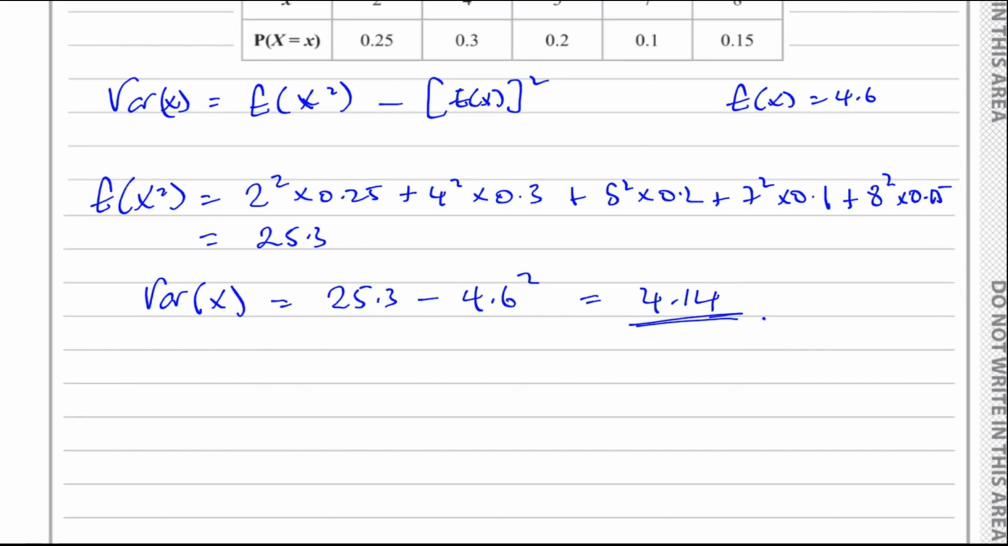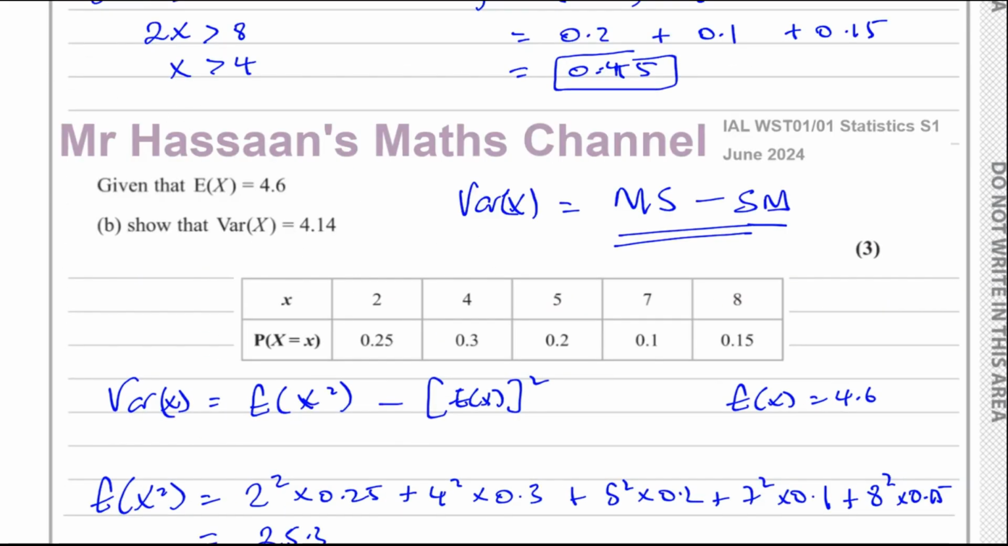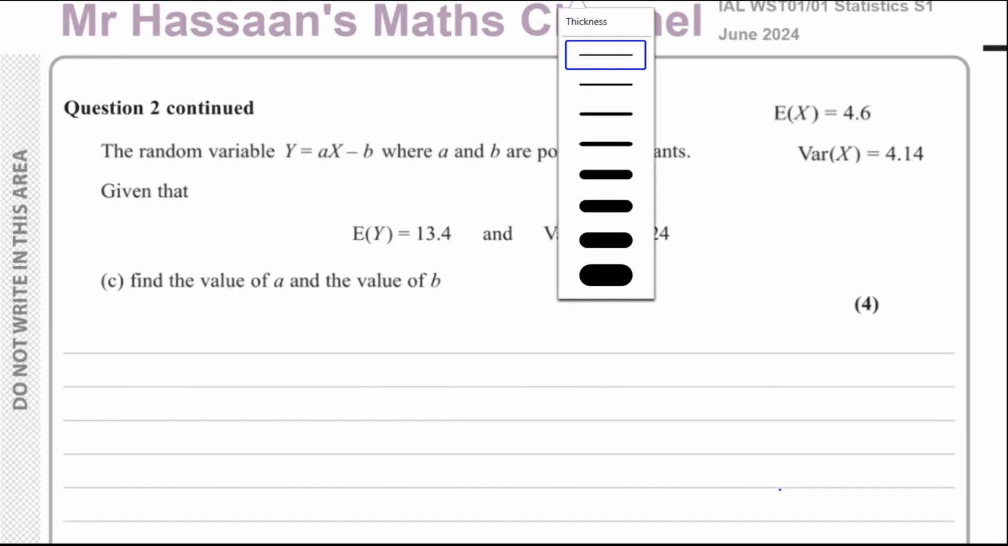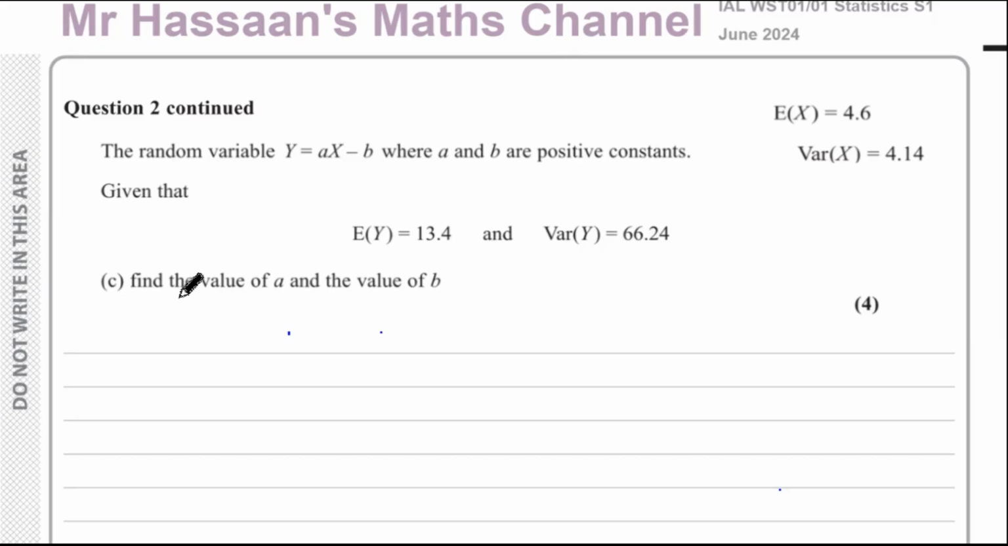Okay, and now we're going to move on to part C. For part C, we are told that the random variable y is equal to ax minus b, where a and b are positive constants. So given that the expected value of y is 13.4 and the variance of y is 66.24, we've got to find the value of a and the value of b.